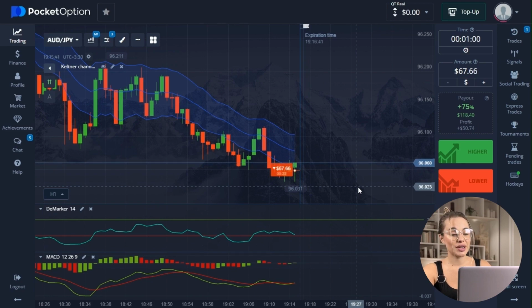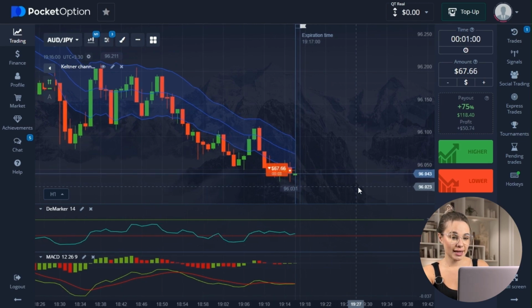Essentially, DMarker generates values to help you identify the market direction and potential trend changes. However, it doesn't offer a 100% guarantee, so it's better to use it in conjunction with some other tools. You can, for instance, use the set I'm working with today. So, time to get back to trading.